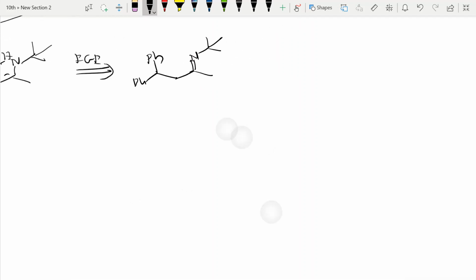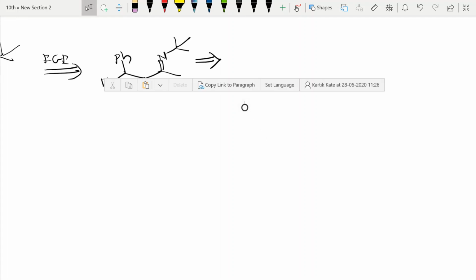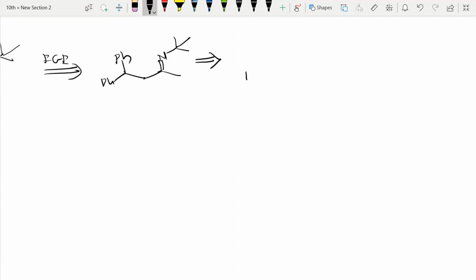Further, retrosynthesis, this arrow represents retrosynthesis. So I will do retrosynthesis. Further I can break it like this. A ketone I can easily convert, Ph, CH2, ketone I have converted, and one more reagent will be this one, NH2. So this is the thing.